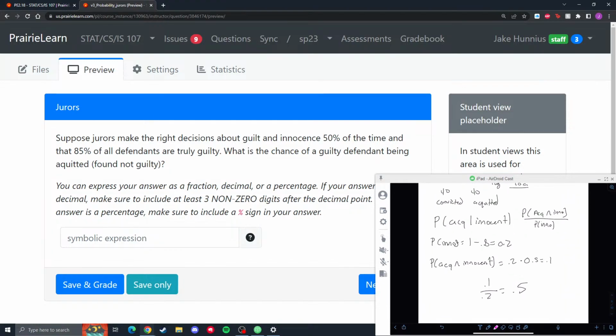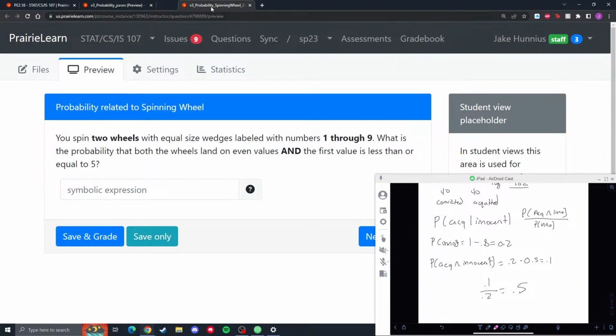All right. But do you understand how you can work that out to get the answer no matter what the probability is? Or do you need me to go through one more here? All right, I'm going to go ahead and move on to that spinning wheel.